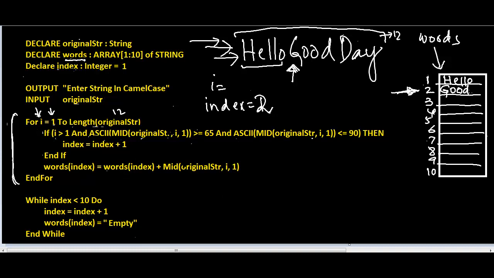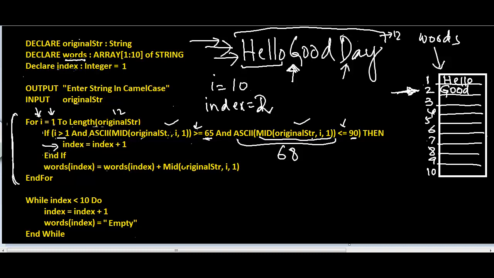right? When this loop runs the next time, the value of I becomes equal to 10. So this mid function is going to return the 10th character, which is capital D, and the ASCII code for capital D is 68, right? And we can see that 68 is greater than 65, and it is also less than 90. So both of these conditions are fulfilled, right? Both of these conditions, this condition here, right? So these are both fulfilled, and the value of I is also greater than 1. So the if statement is going to be executed this time.